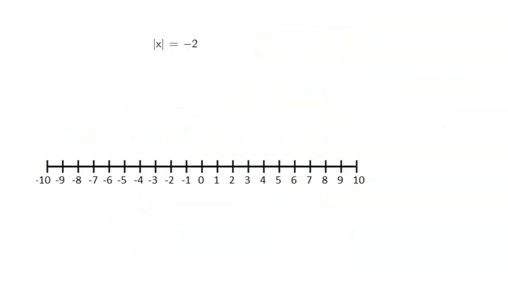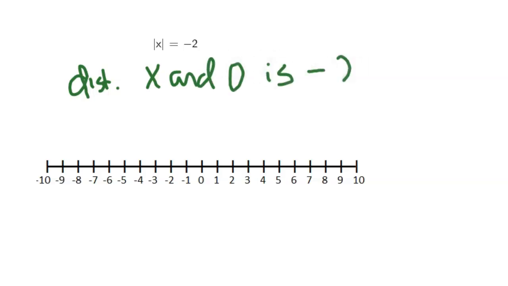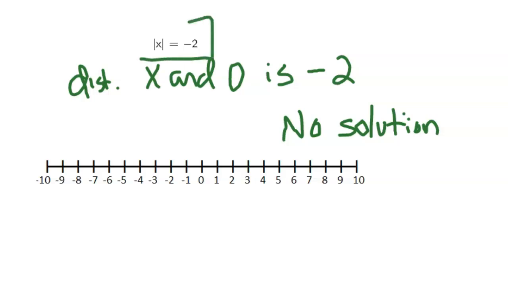This one says the absolute value of x is -2. In this case, absolute value is saying the distance between x and 0 is -2. Well, distance has no sign. It doesn't have a direction. Distance is neither left nor right. So in this case, there is no solution. You can't have a distance of -2. This one's kind of a trick question, but it gets right at the heart of an absolute value.